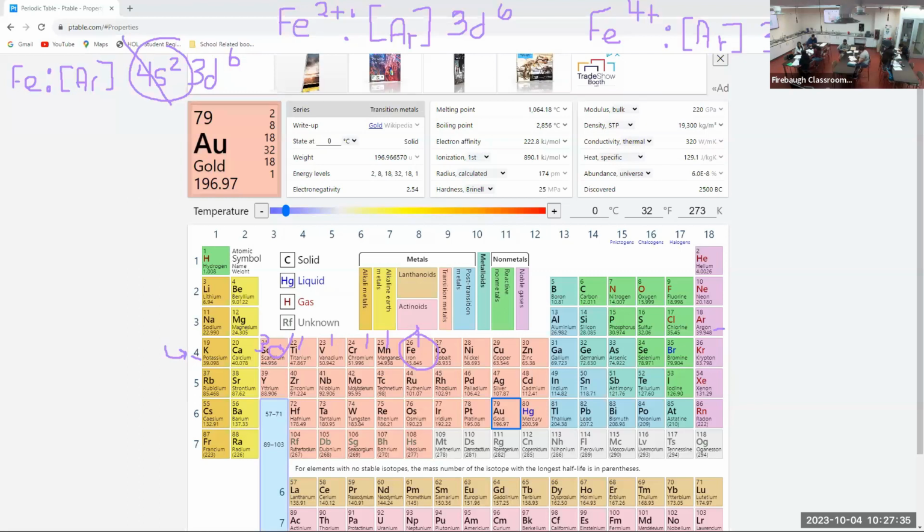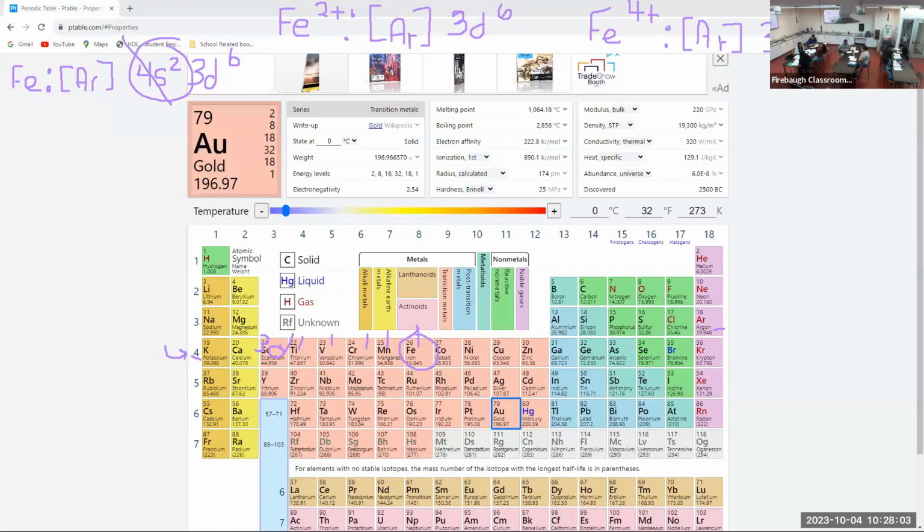Positive ions are called... what was it? Positive ions are called, say, cat ions. That's right, cat ions, right? Because they're positive. You guys can remember that. That's my joke. We'll remember. Paw, meow, cat, meow, positive, okay?